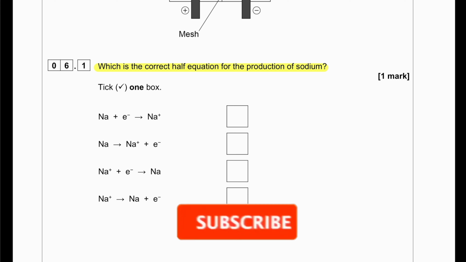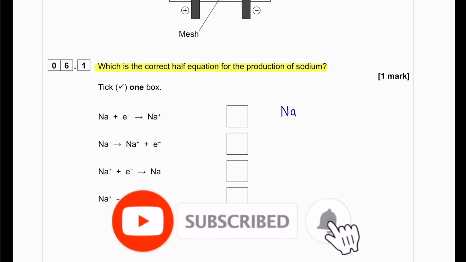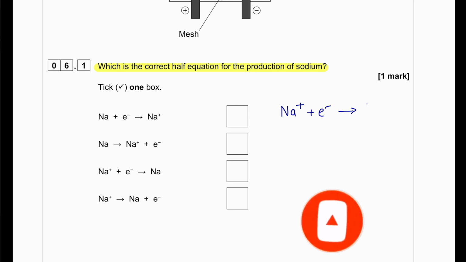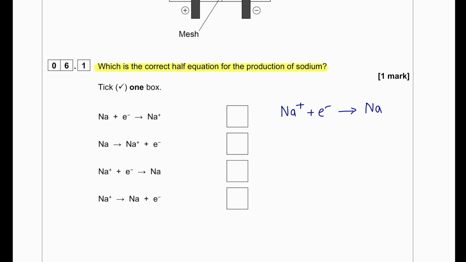So for the production of sodium in this case, in sodium chloride there is a sodium ion. It will be accepting an electron, and that will cause it to become sodium metal. So a sodium ion accepting an electron, turning into sodium metal. This one will be the correct answer.